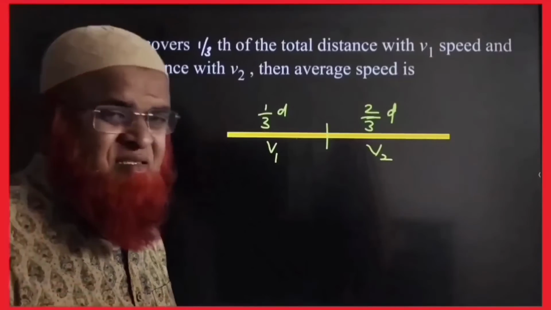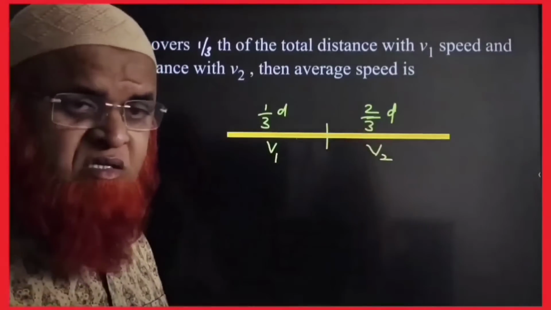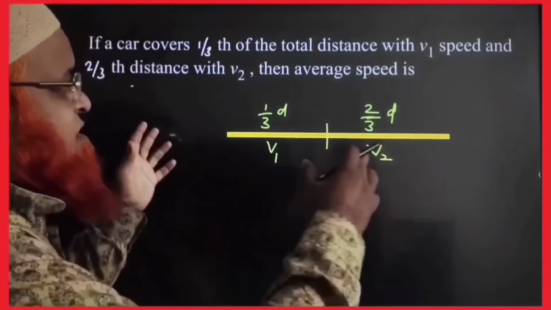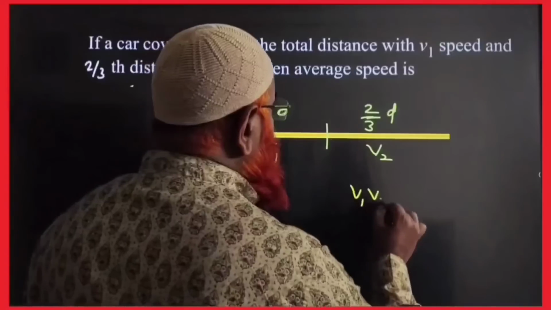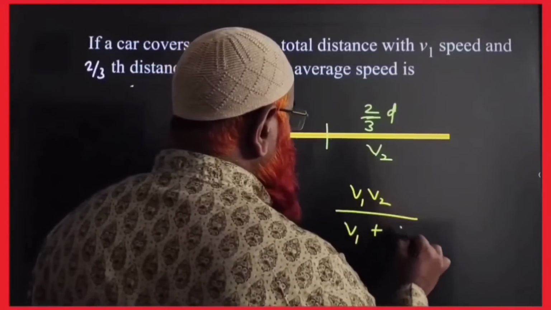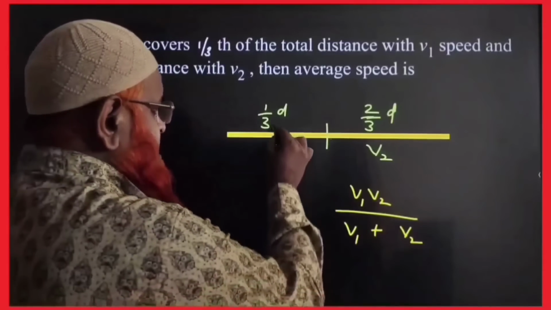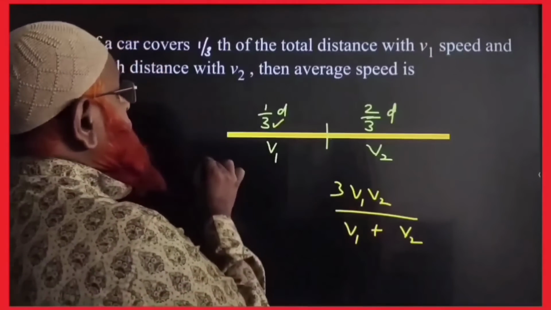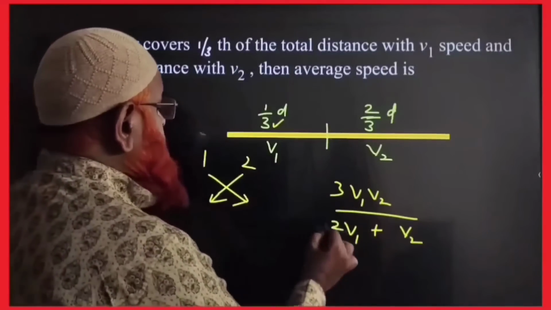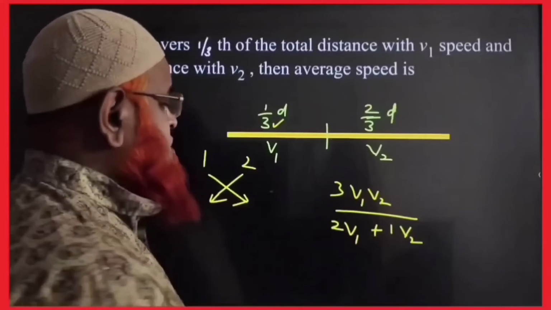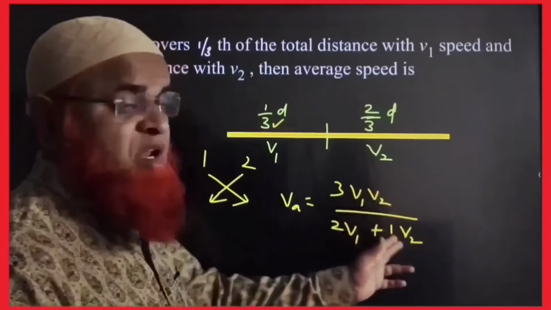Dear friends, this is the case of an average speed where 1/3 of the total distance is covered with velocity v1, and 2/3 of the total distance with velocity v2. Find the average speed. For that, I will give one small shortcut here. Just write v1 v2 by v1 plus v2. And you know 1/3 and 2/3 is there, no? So 3 you have to take in the numerator. So 1/3 and 2/3, crisscross. Crisscross you do. First you take 2 and then you take 1. That's it. So your answer is ready. V average is nothing but 3 v1 v2 by 2 v1 plus 1 v2.